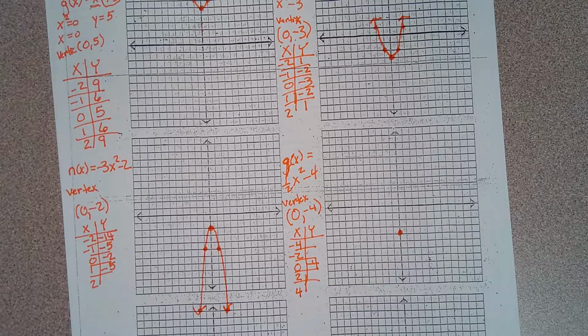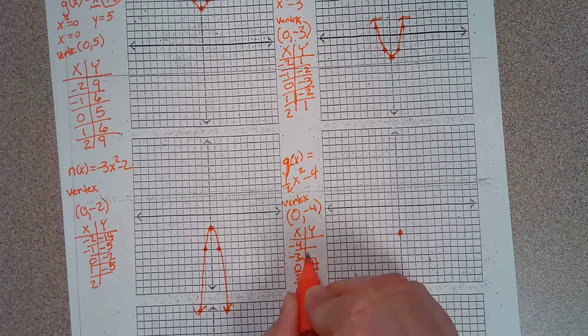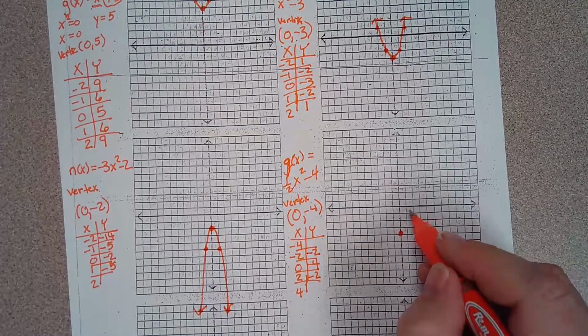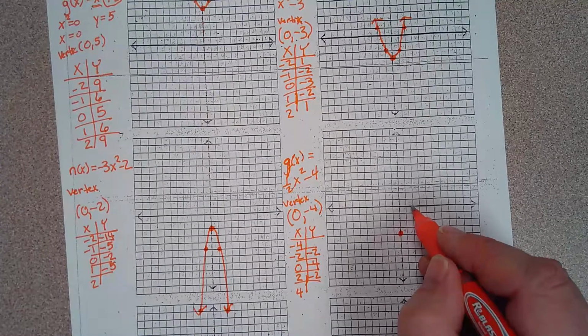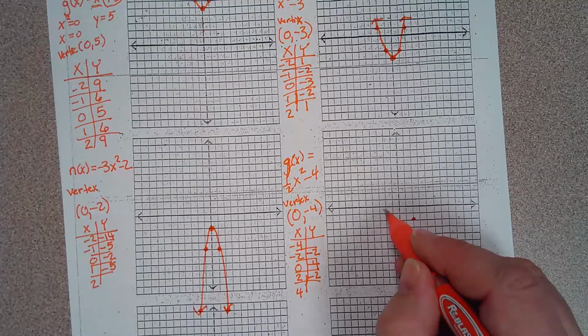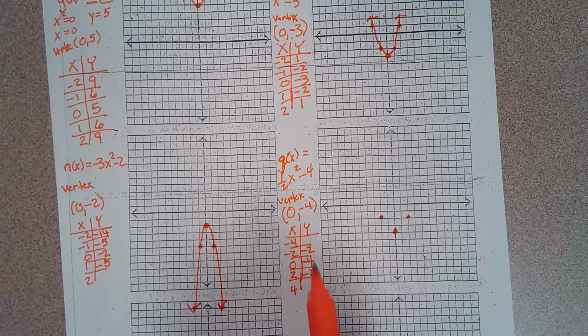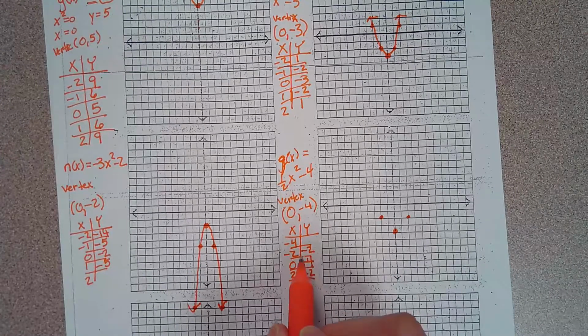So let's do this. I have negative 2 squared, which is going to make it positive 4. Half of 4 is 2. So 2 minus 4 is negative 2. And I'm going to have negative 2 here. So if I'm over here at 2, I'm going to be down 2. Back here at 2, I'm going to be down 2. Now let's do the 4. So 4 squared is 16. 16 cut in half is 8. 8 minus 4 is 4.